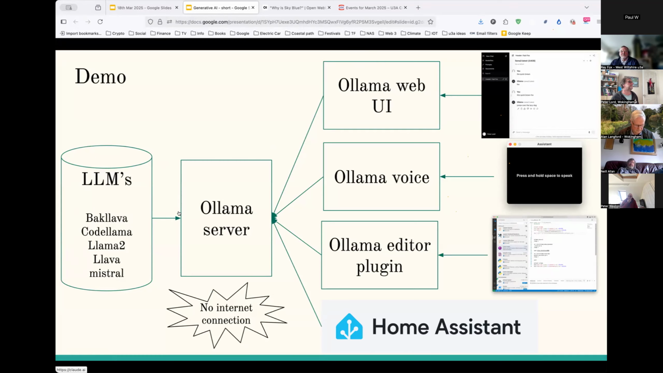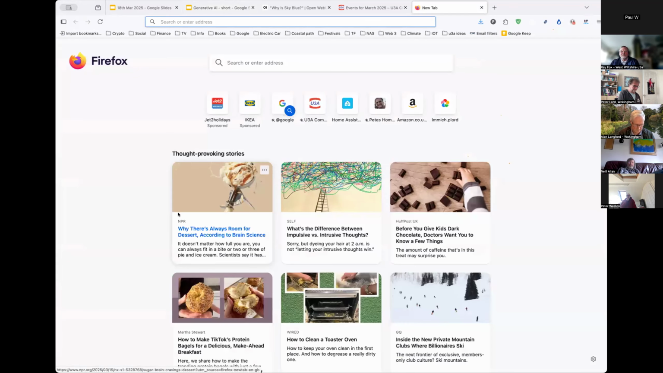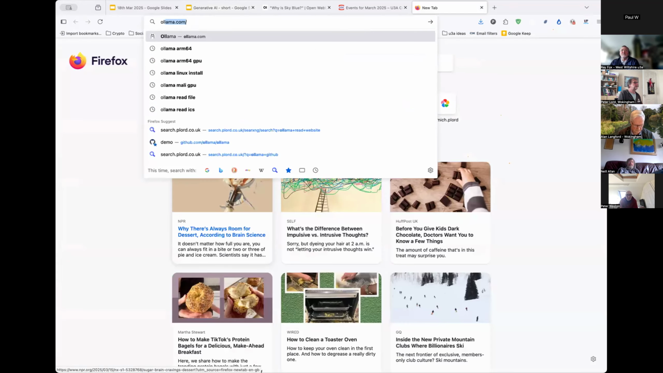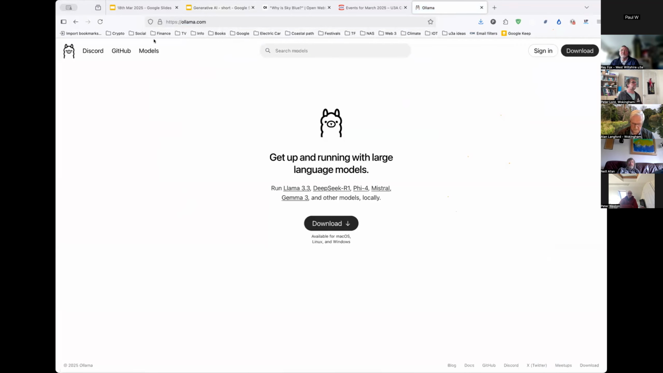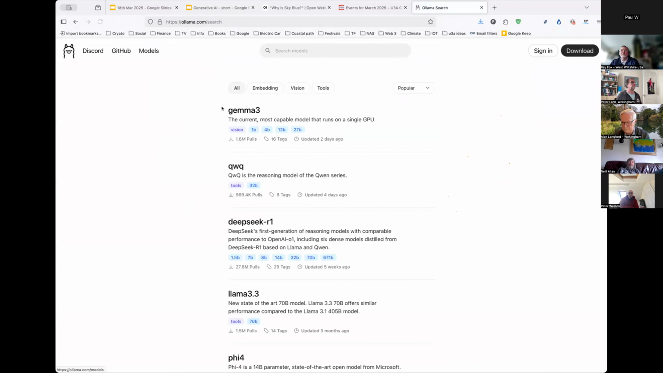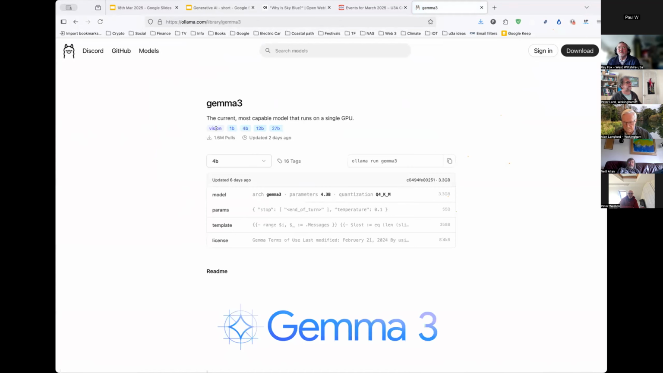Maybe if I show this, actually, you go to ollama.com, and you can look at the models that it supports. You can look at the models, like Gemma 2, for example. And this comes in different sizes: 1 billion parameters, 4 billion, 12 billion, 27 billion. The smaller numbers of parameters I can reasonably run on my desktop. The bigger ones you need a bigger server for.